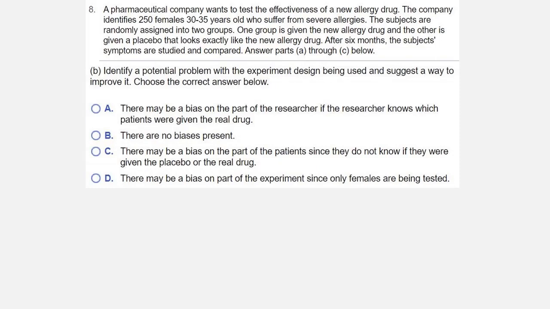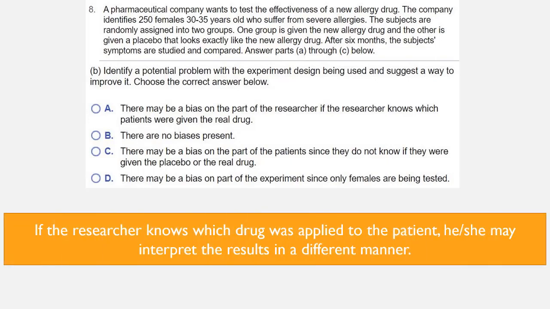Part B is identify a potential problem with the experiment design being used and suggest a way to improve it. Choose the correct answer below. Well, in this study, we're never told that it's a double-blind experiment. We just know that there's a control group and a test group. So if the researcher knows which drug was applied to the patient, he or she may interpret the results in a different manner. So the correct choice here is choice A.